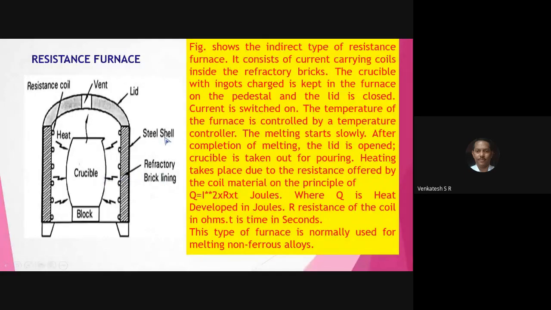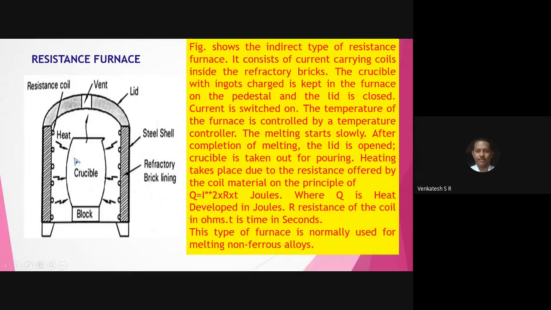The brick lining is covered by a steel shell outside, and the complete three layers are covered by the lid, which is made from mild steel or low carbon steel. There is a hole, a vent, used for releasing hot gases after melting the metal inside the crucible. Due to the current, heating takes place, and the metal present in the crucible, usually ingots and other metals, is melted by the heat provided by the coil and forms liquid metal.